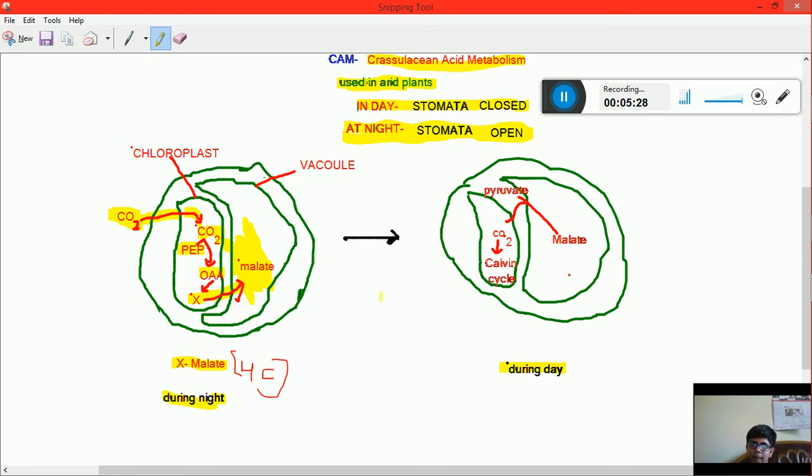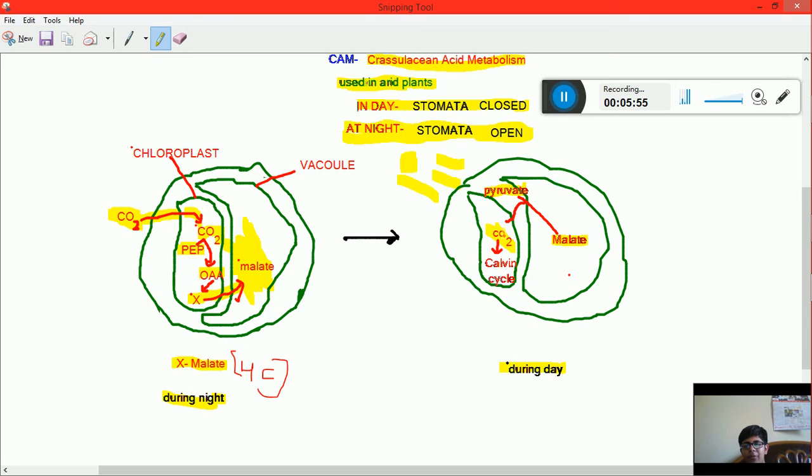At the daytime, when sunlight is available, let me draw the sun, suppose this is the sun, and when sunlight is available to the plant, to the chloroplast, at that time malate is released by the vacuole and it converts into pyruvate and carbon dioxide. This is the same reaction. If you have seen my C4 cycle video, then you will come to know it is exactly the same reaction. So it gets converted into pyruvate and CO2.